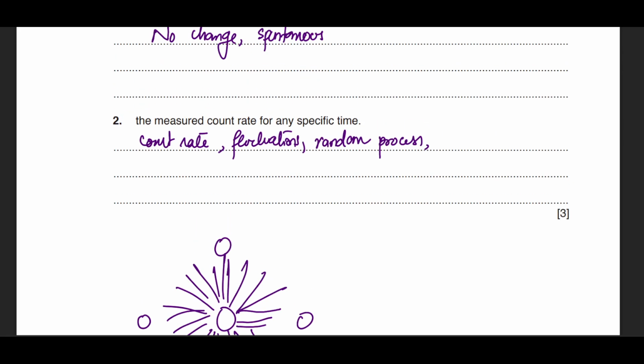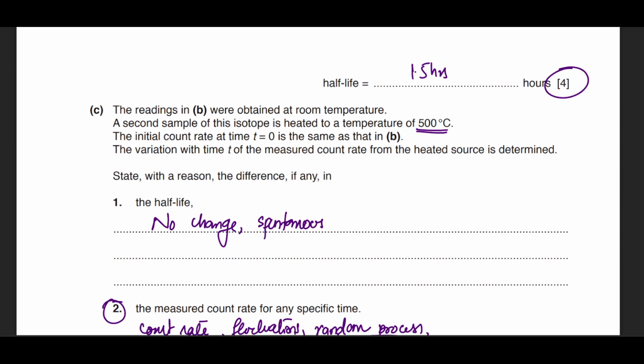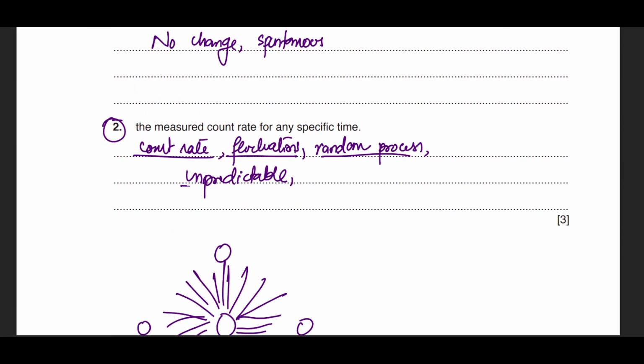So this unpredictability is limiting me to give a confirmed answer for this question, and I'll have to leave it at random process, fluctuation, count rate, and that this is unpredictable. We cannot say whether it's going to increase or it's going to decrease. Not because there is a problem with the question, but because in reality, in actuality, we can't do this. Okay. All right.